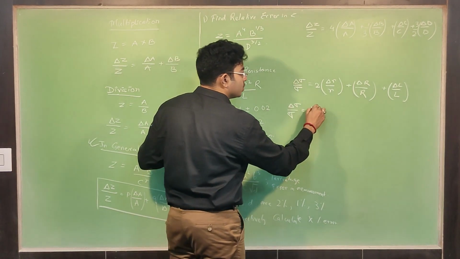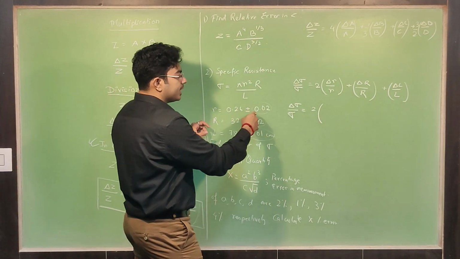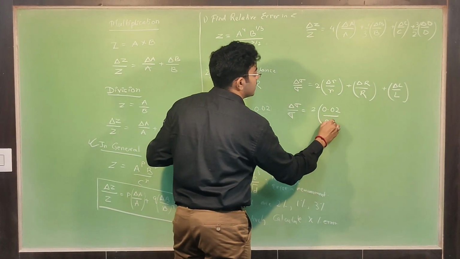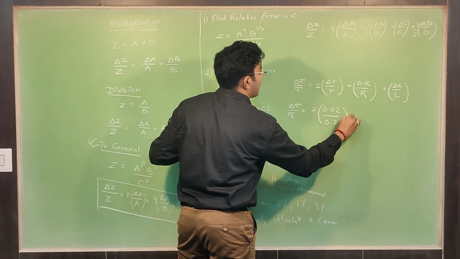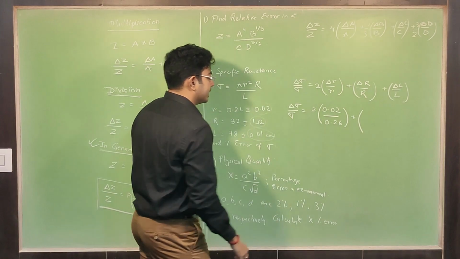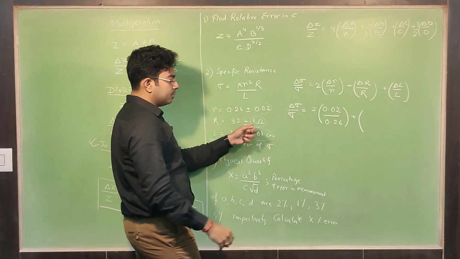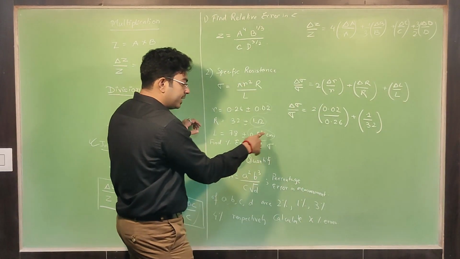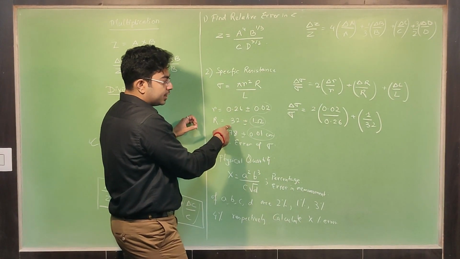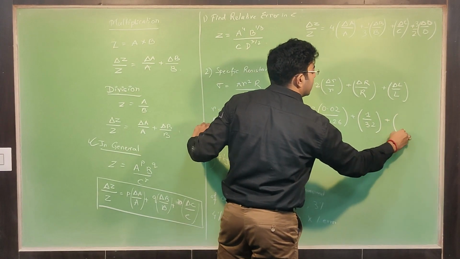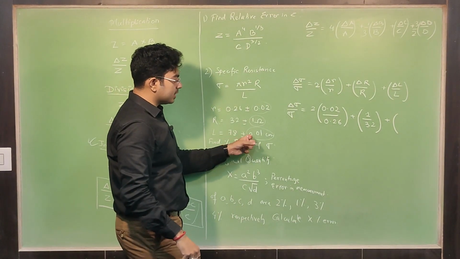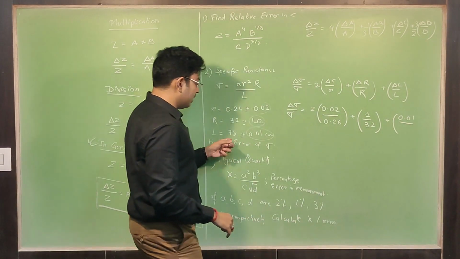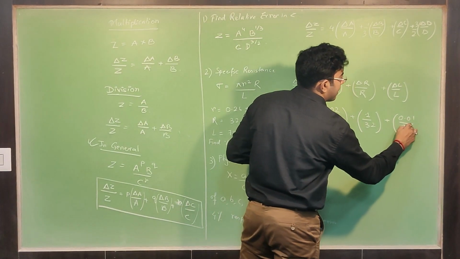This will be how much? 2 into delta small r is 0.02 by 0.26, plus delta capital R is how much? 1 by 32. This is 1 by 32. Delta capital R is 1 and R is 32, plus delta L. L will be what? 0.01. What is capital L? 78.